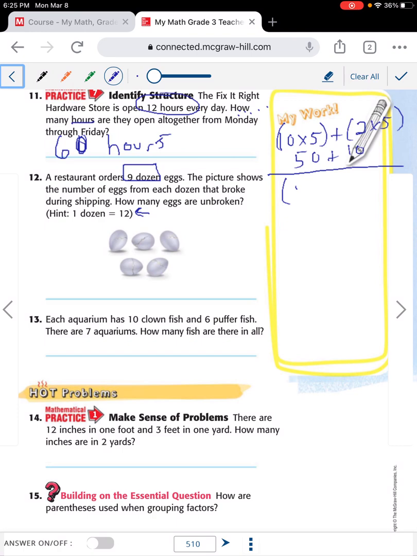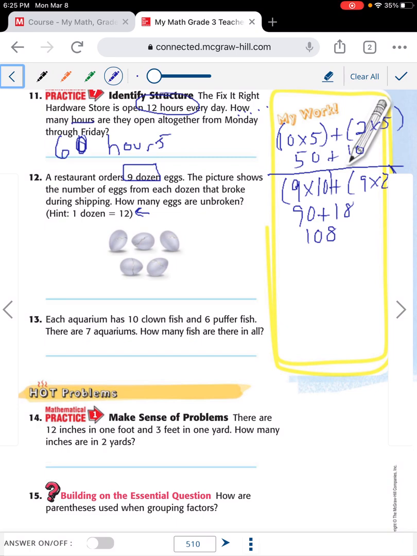We're going to break down the 12. 9 times 10 plus 9 times 2. 90 plus 18, which equals 108. So we have a total of 108 eggs.